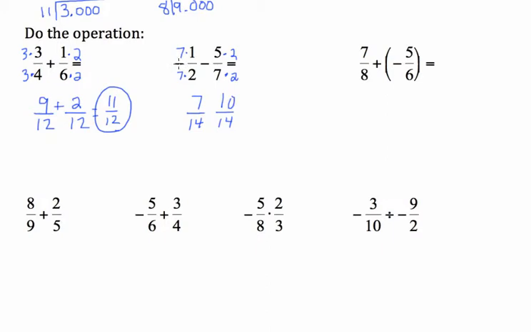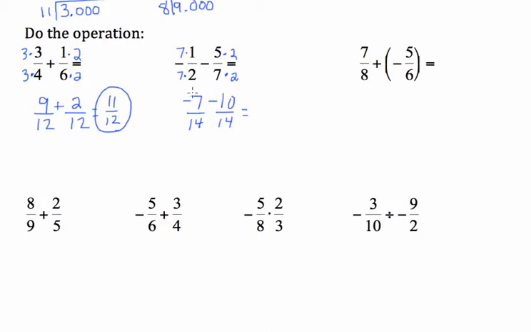Now put your signs back in. The first fraction was negative, and the second fraction had a negative in front of it, or a minus. Notice that I put the signs with the tops. That's because we're using tops only when we do adding or subtracting fractions.